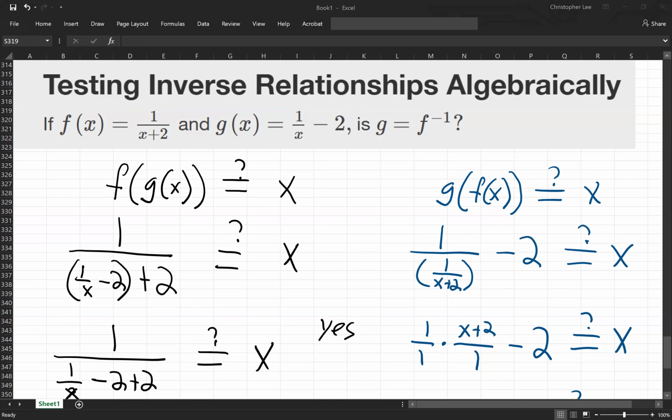Sometimes you get two, sometimes you get one. You'll see in the homework, some questions is like, here's f of x, give me f inverse. Other questions is like, all right, here's f of x, here's g of x, are they inverses of each other? You know?